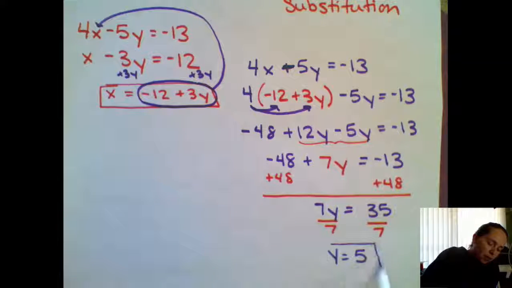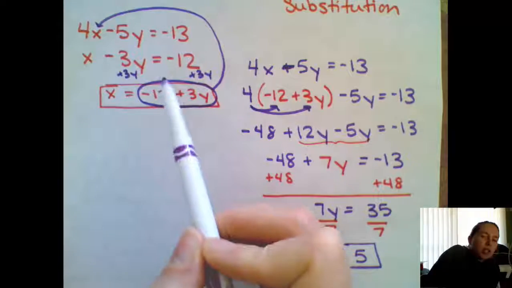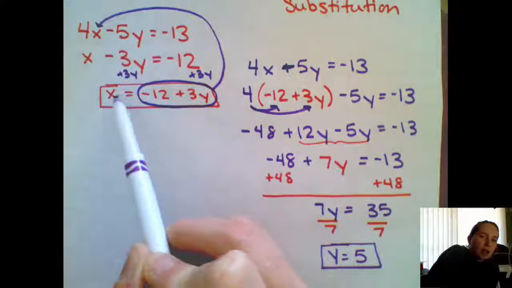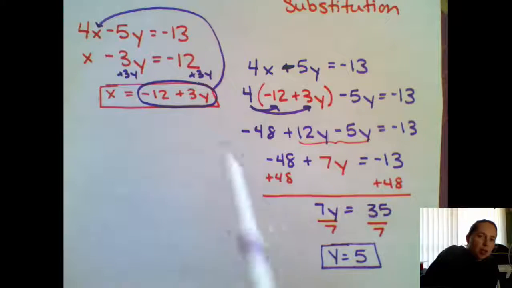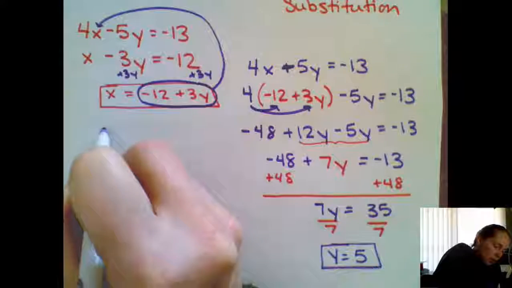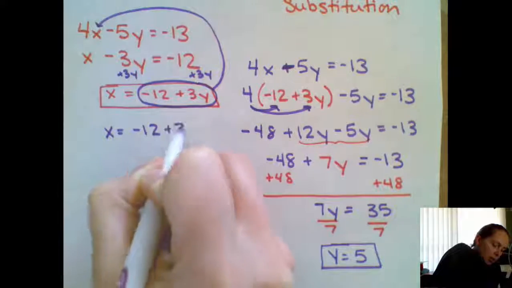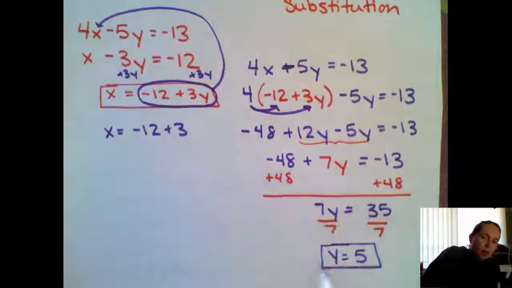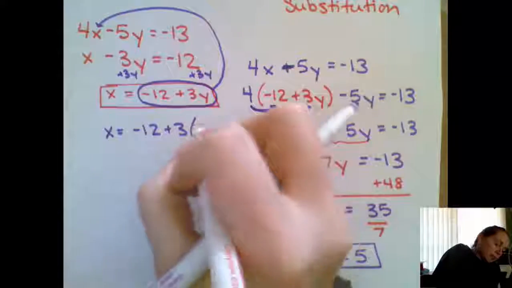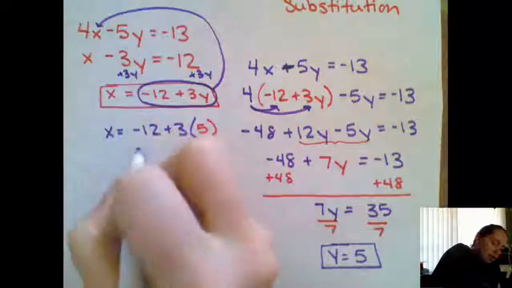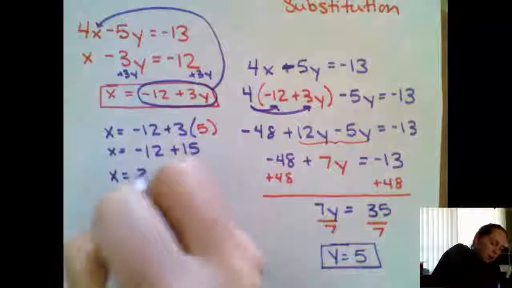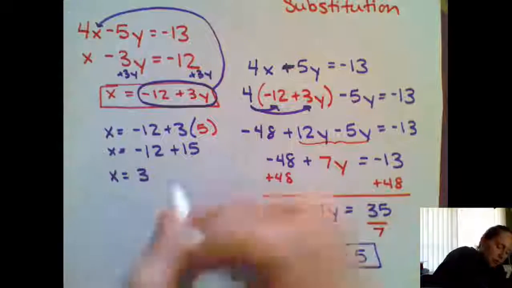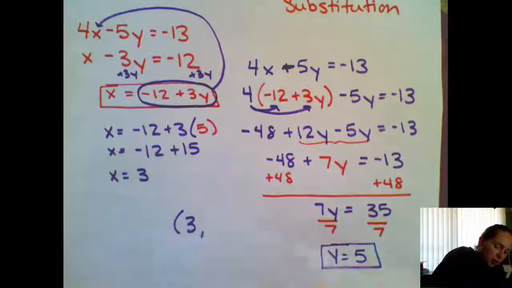So now we know half of our answer. We know that the y is 5. Now we need to look back at our equations, and since you made this equation that x equals negative 12 plus 3y, we're going to take 5 and plug it in for y. So x equals negative 12 plus 3, but instead of y, we're going to plug in a 5. So negative 12 plus 15 is 3. So our answer for x is 3. So our final answer is 3, 5.